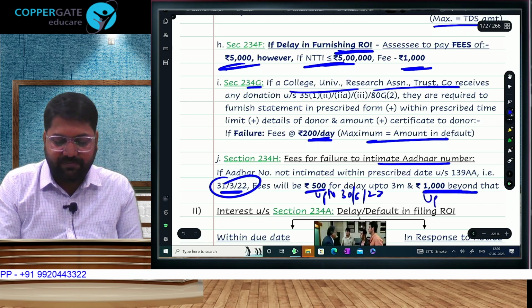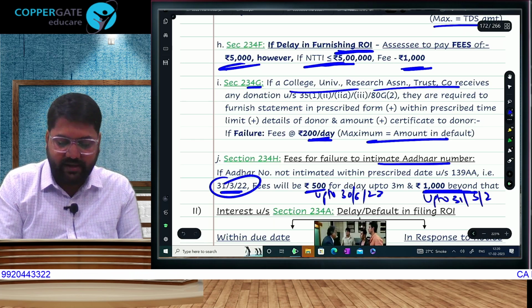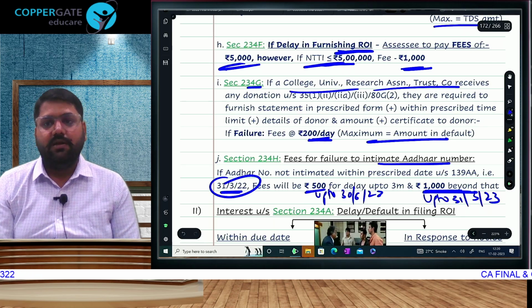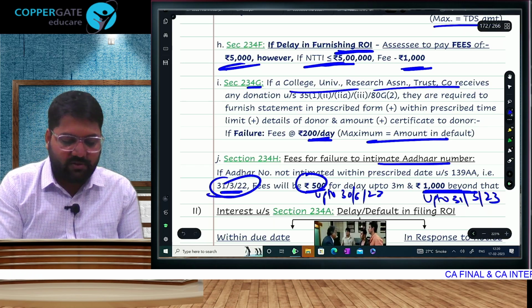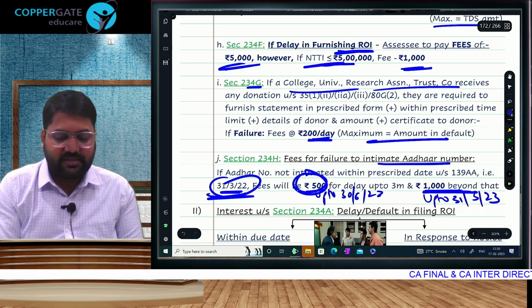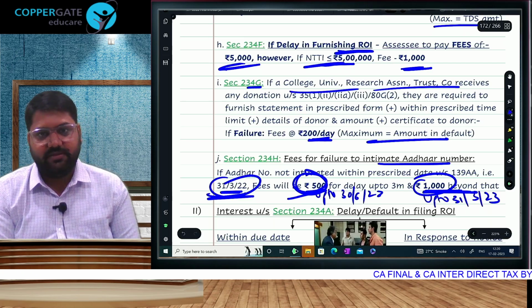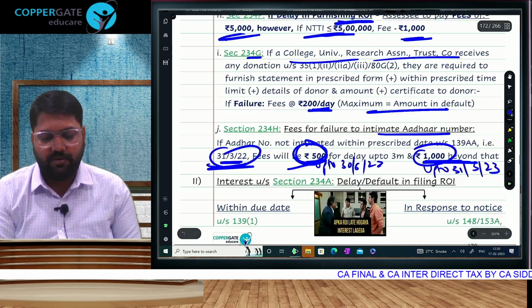And beyond that, the last date that you have is 31st March 23. After this your PAN will become inoperative. So 3 months delay. One is the last date to link. 3 months delay, 500 rupees fees, and beyond 3 months, 1000 rupees fees. Failure to link your PAN and Aadhaar.